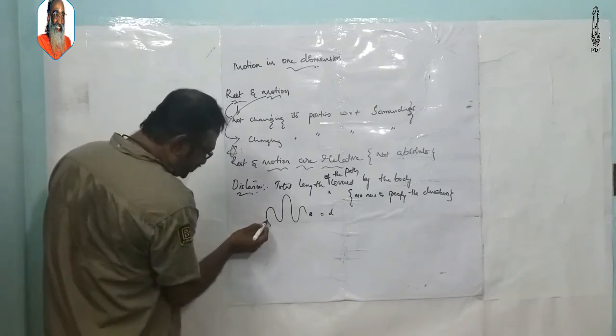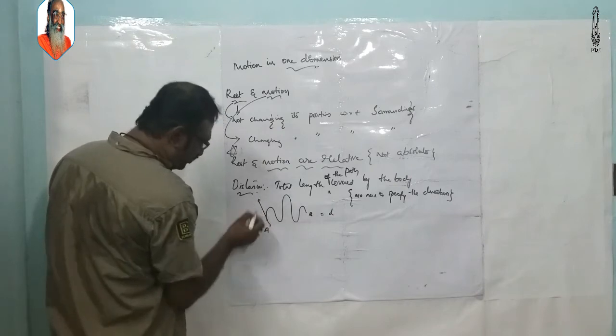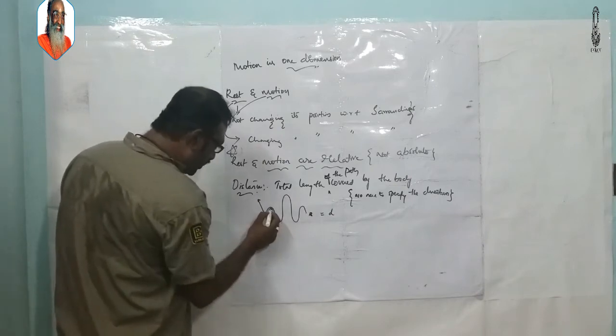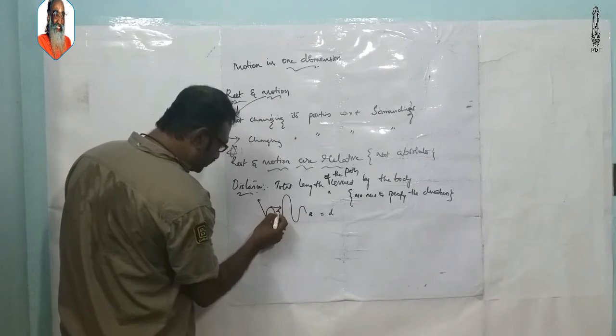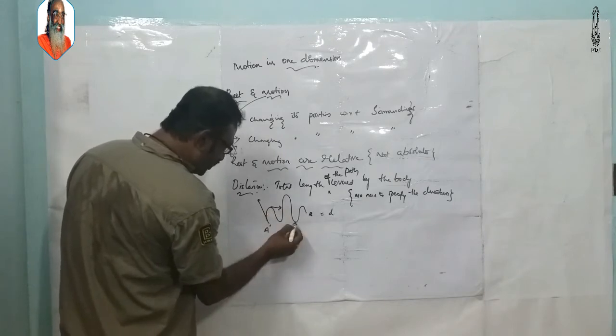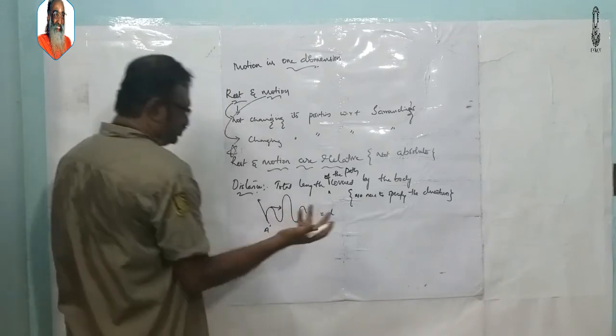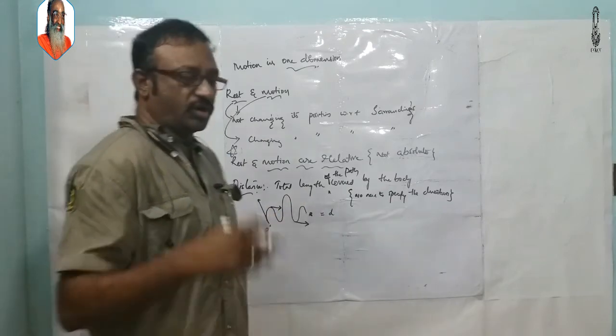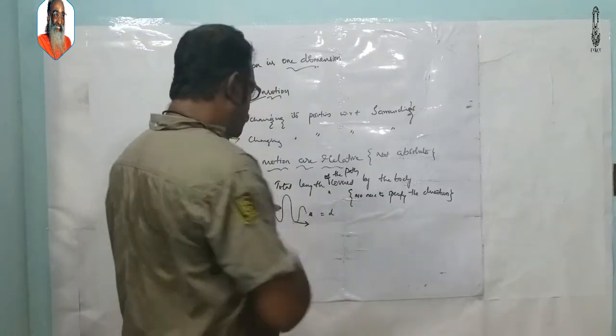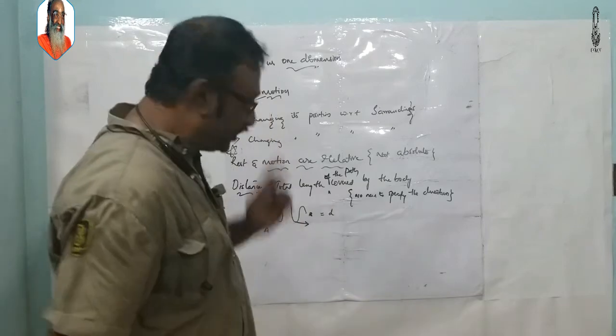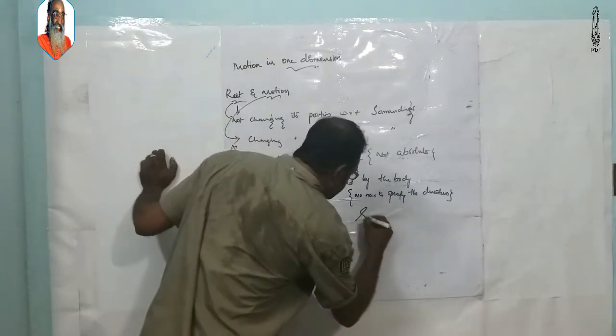And if you observe the path here, consider this point. At this point, what is the direction of the body? This is the direction of the body. At this point, what is the direction of the body? This is the direction of the body. So no need to bother or worry about the direction when you are talking about the distance. That means it is a scalar quantity.